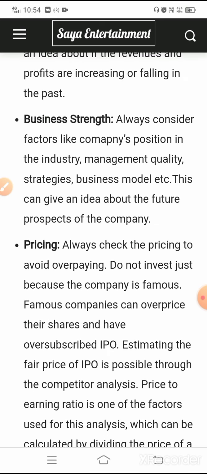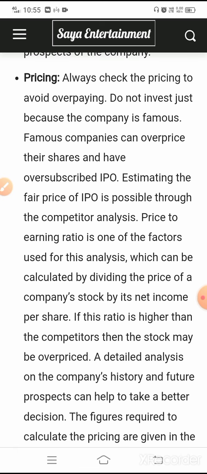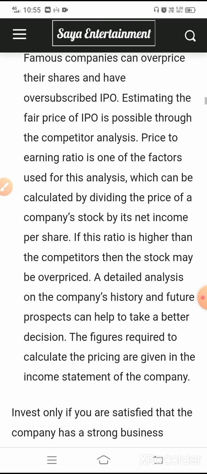Pricing. Always check the pricing to avoid overpaying. Do not invest just because the company is famous. Famous companies can overprice their shares and have an oversubscribed IPO. Estimating the fair price of an IPO is possible through competitor analysis. Price to earning ratio is one of the factors used for this analysis, which can be calculated by dividing the price of a company's stock by its net income per share. If this ratio is higher than the competitors, then the stock may be overpriced. A detailed analysis of the company's history and future prospects can help to take a better decision. The figures required to calculate the pricing are given in the income statement of the company.